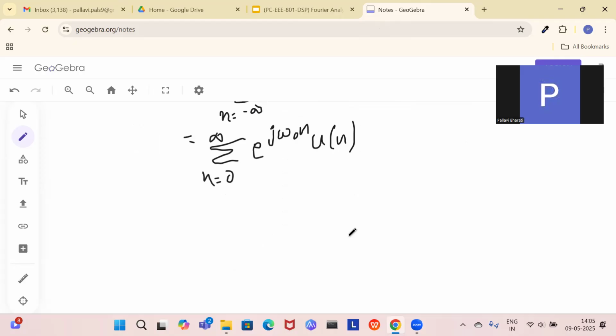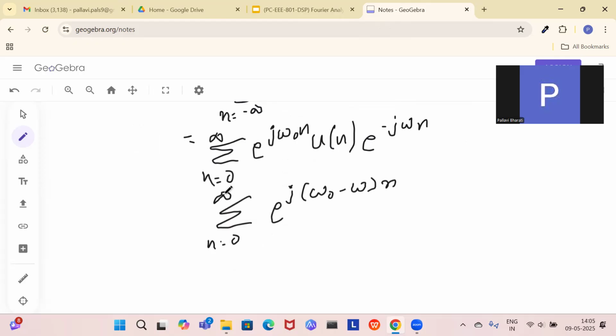Now this signal is going to be multiplied with e to the power of minus j omega n, and that will make it stable. Otherwise, it was unstable, right? Now, what you will get is e to the power of j omega naught minus omega into n, right? And this is going from n equals 0 to infinity. So if you see, the first term is 1, but from the second term onwards, it is going to become this one, then it is 2.